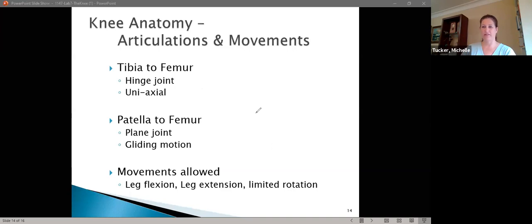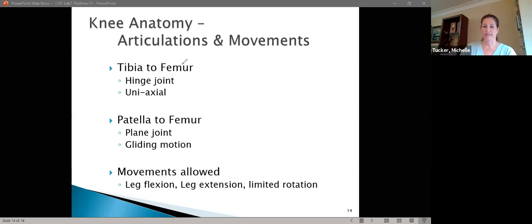So the patella slides or glides over that patellar surface. And the type of joint is called a plane joint. It's a non-axial joint. It has this gliding motion. So the patella to the femur, the joint type is plane, P-L-A-N-E. It's a geometry term. And it's non-axial, meaning that it glides. So it just glides over the surface.